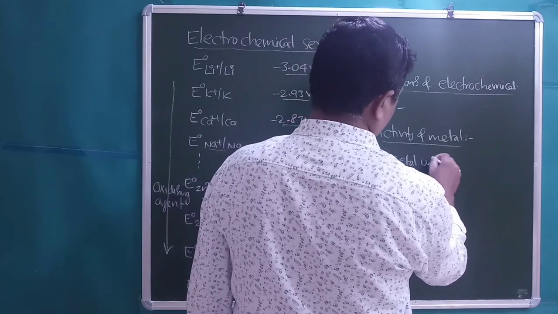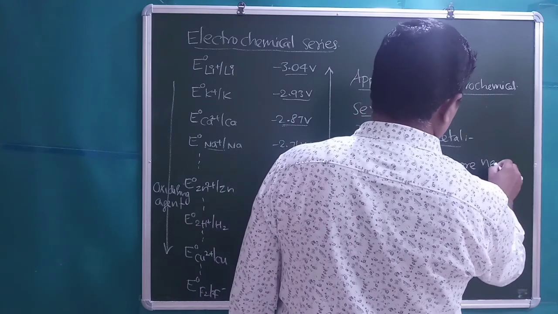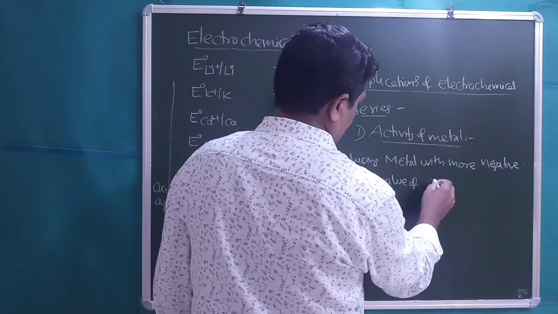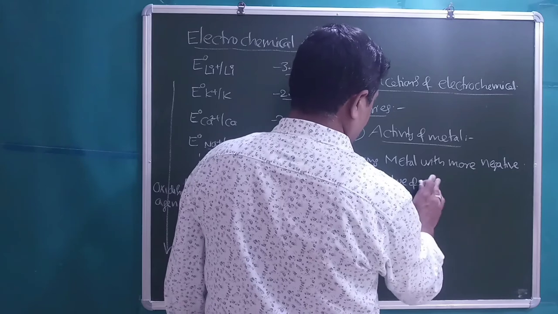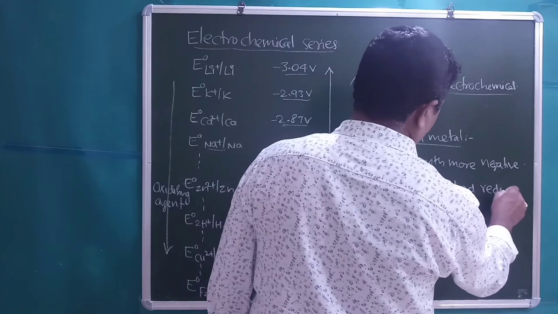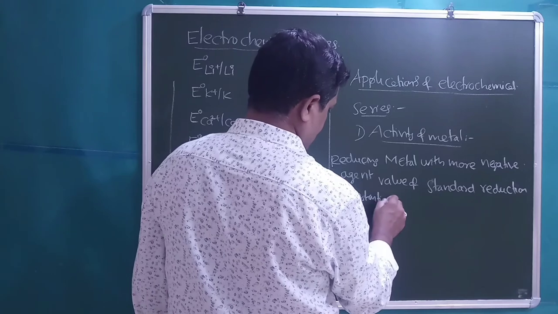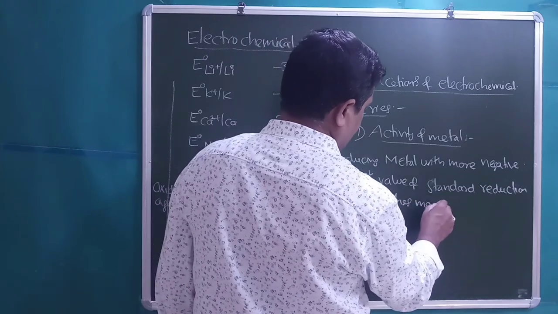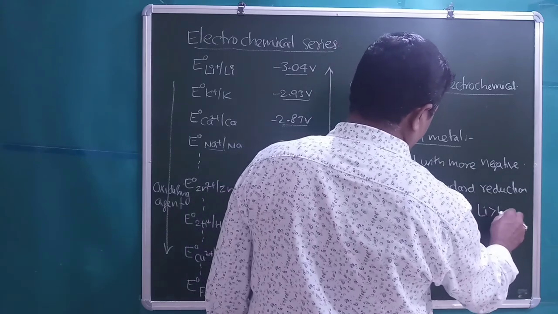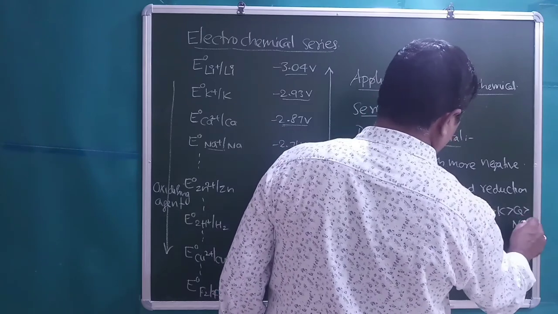Metal with more negative value of standard reduction potential has more activity, that is like Li is greater than K is greater than Ca, which is greater than Na.